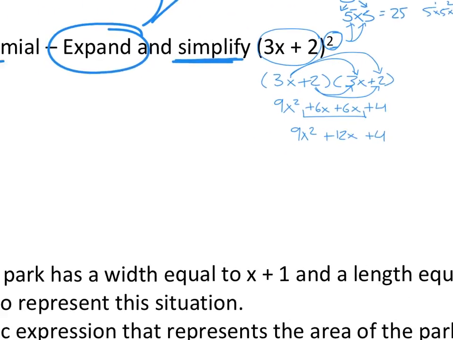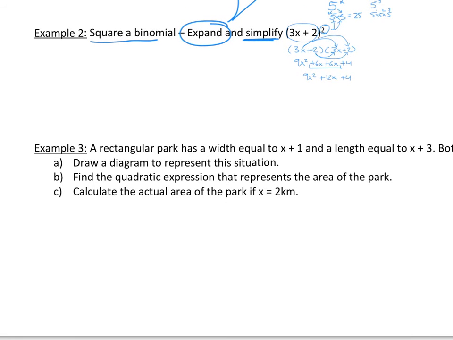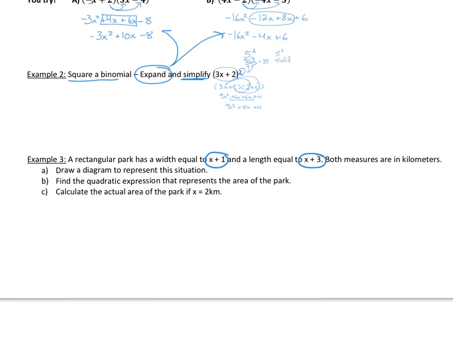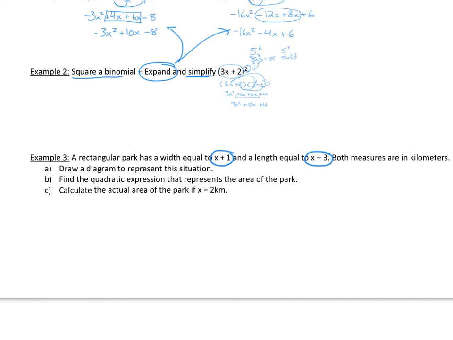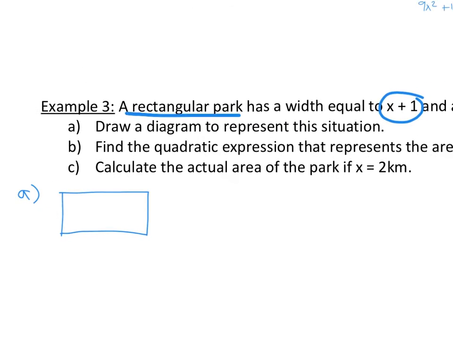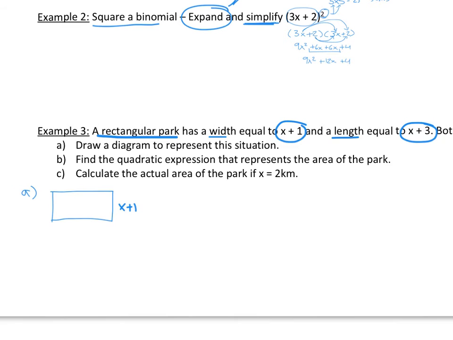Now we're going to look at one of the word problems that we can have, and then we'll be done with this lesson. So it says a rectangular park has a width equal to x plus 1 and a length equal to x plus 3. Both measures are in kilometers. A is asking me to draw a diagram to represent the situation. So it said a rectangular park. So for A, I'm going to draw a rectangle, and then I'll label the sides. It told me that the width is x plus 1, and that the length is x plus 3.